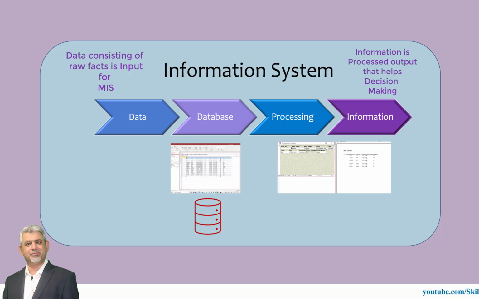Now from the diagram, it will help me if I can explain it here. So data is raw facts, things that may not make sense on the first go, right? For example, I write 92, 95, 97, 82, something like that, right? 79, something like that. They are raw facts. I don't know what it is, but this is still data, right?